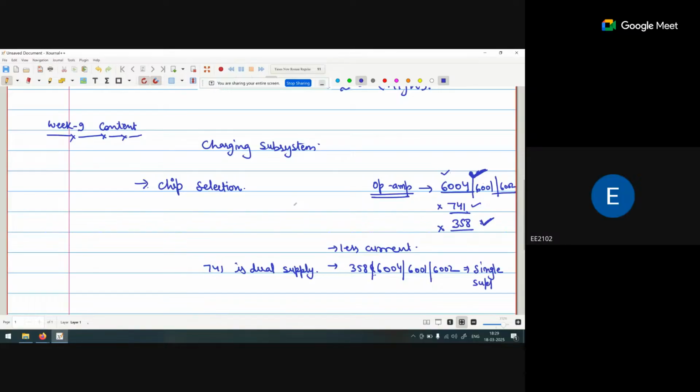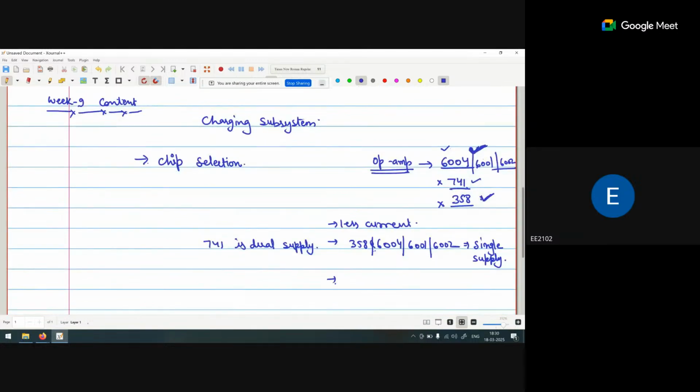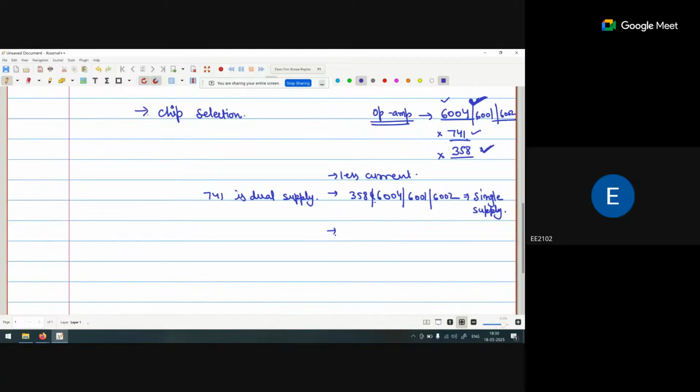Any other difference? It is a dual and quad operation amplifier like this one also. Some ICs have dual operation amplifiers, and one is a quad operation amplifier. It is one difference also.